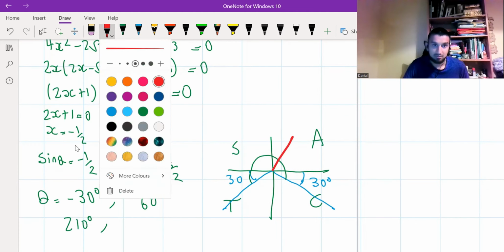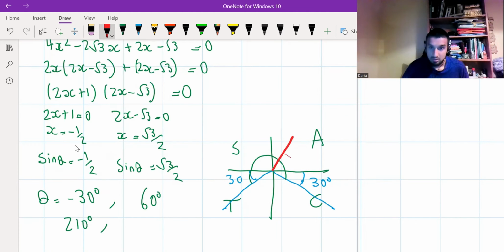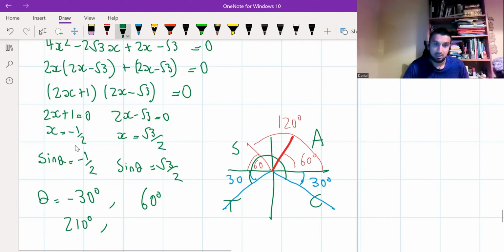Now the other value is 60 degrees, so that will be here. And root 3 over 2 is positive, so we want to go into the other region which is positive, which is here. We've reflected it there, so that will be 60. And the positive value here will be 180 minus that 60, which will be 120 degrees. And those are the 4 values.